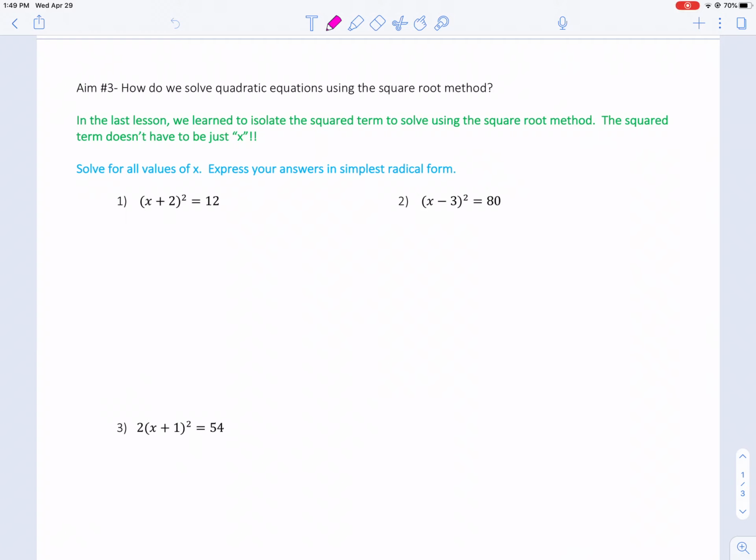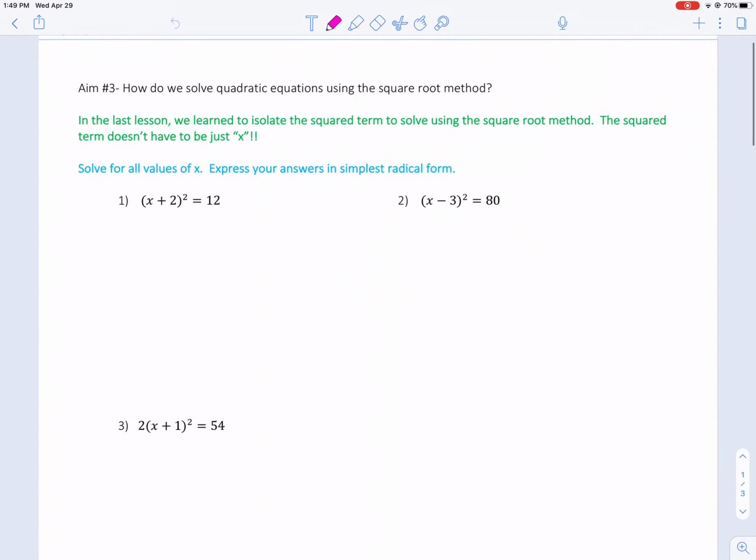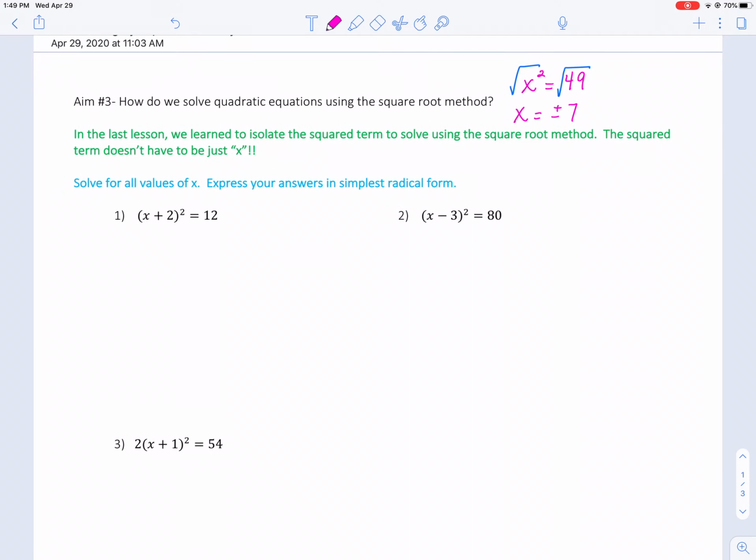Hi everybody. Yesterday we started solving quadratic equations with the square root method, and we started very basic. For instance, something like x squared equals 49, and when we see the x squared on one side and a perfect square on the other, when we take the square root, we get x equals not just 7, positive and negative 7, right?